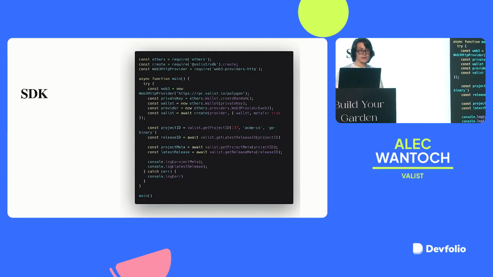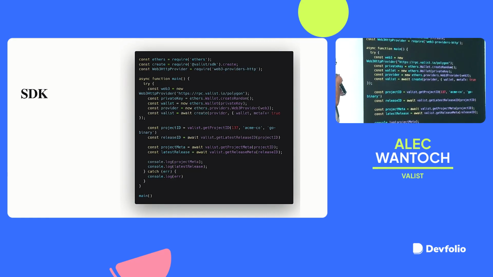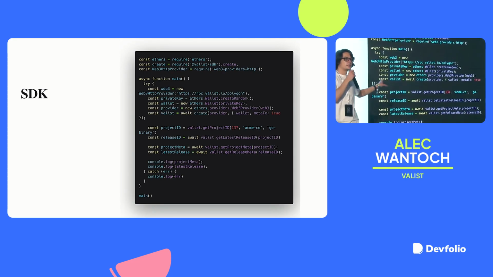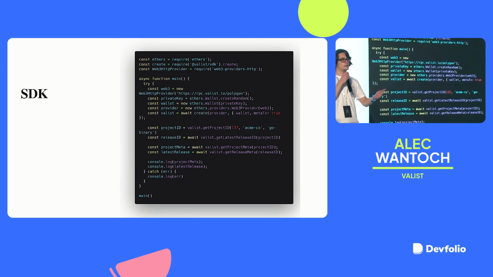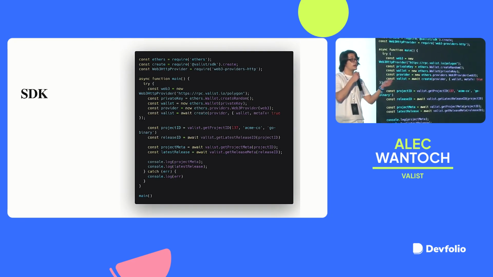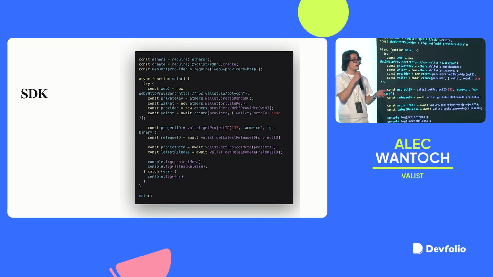So, and then we also have an SDK. This is just a quick example of fetching the latest release. You can generate the project IDs, release IDs from there. And basically this allows you to interact with the Valist protocol programmatically. And the Valist SDK contains all the logic of everything. So you could create accounts with this. You could create releases or projects. You can also manage the pricing for your products as well as purchasing the products.